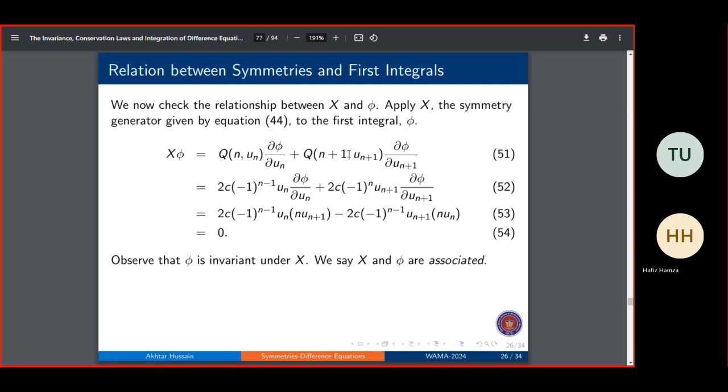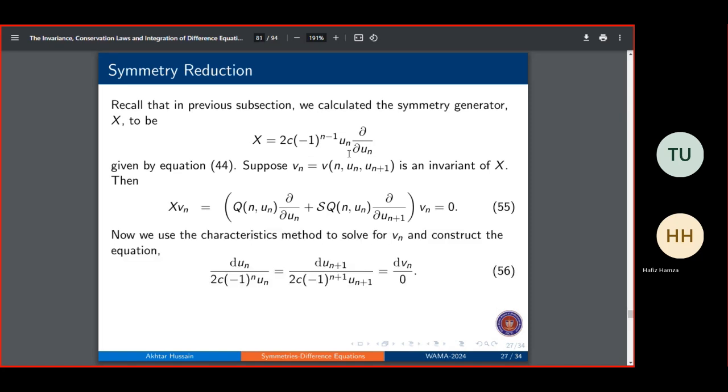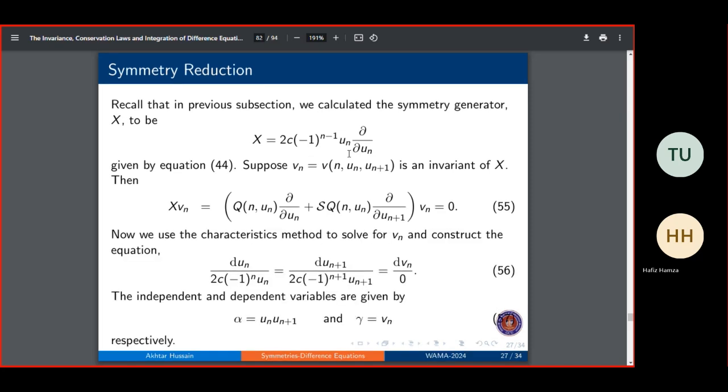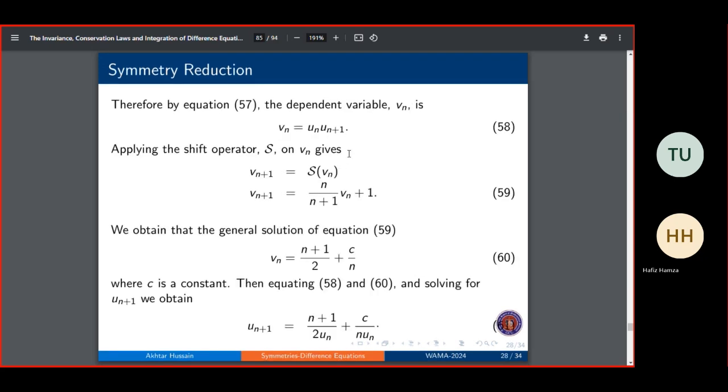Now for the reduction of the equation, we use this symmetry generator over the invariant V_n, and we use the method of characteristics to get these two invariants, and we can reduce our given equation to this equation 61.